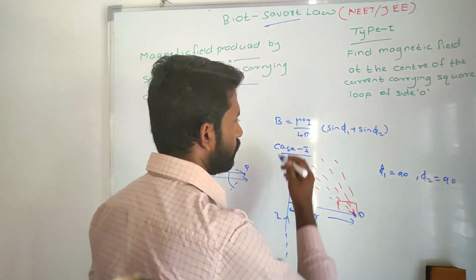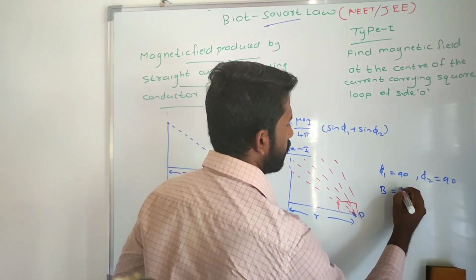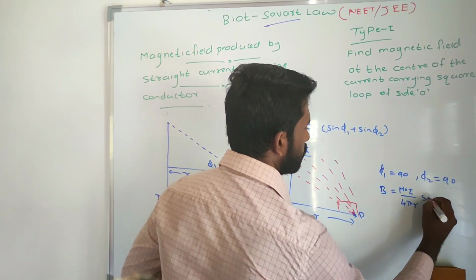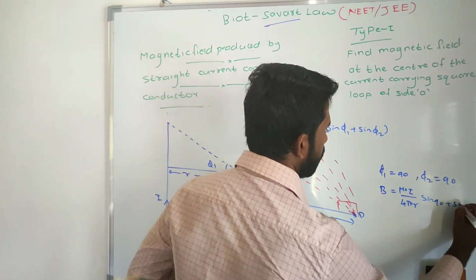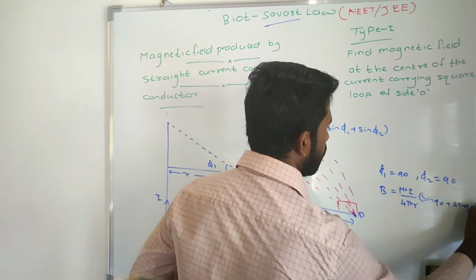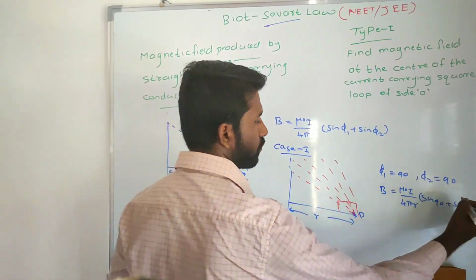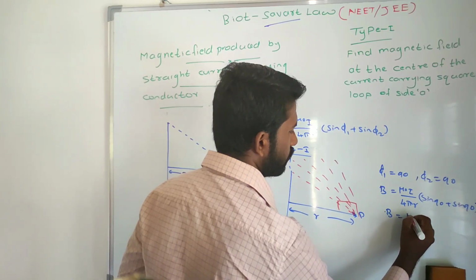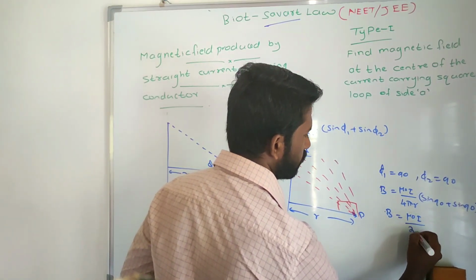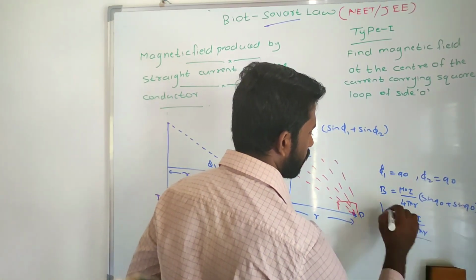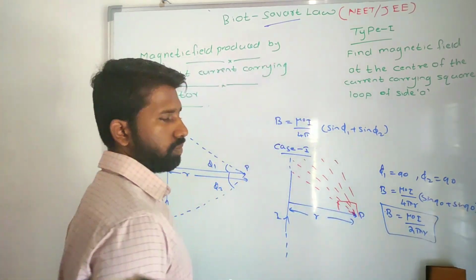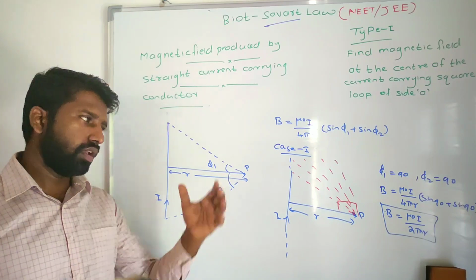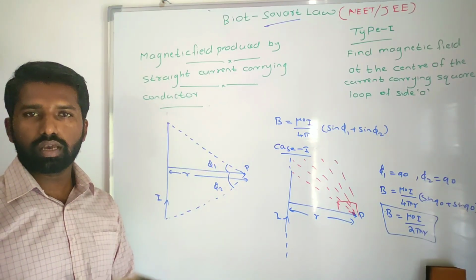We will substitute that value. Then what will you get? B is equal to mu 0 I divided by 4 pi r, sine 90 plus sine 90. What about sine 90? Sine 90 value is 1. 1 plus 1 is 2. That 2 is divided with this. So you will get B is equal to mu 0 I by 2 pi r. Here r is the perpendicular distance. This is the magnitude of the magnetic field produced by an infinitely long straight current carrying conductor.